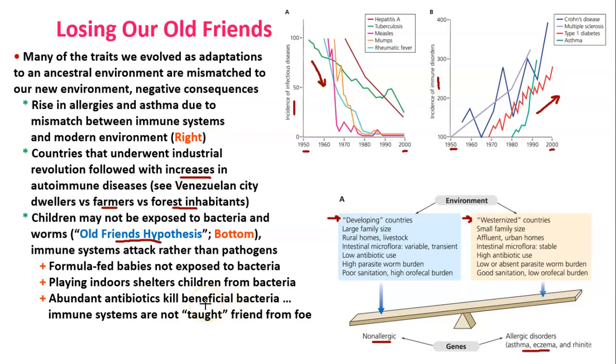So by killing those beneficial bacteria, our immune systems are not taught friend from foe, sort of confused. Our immune systems don't know what they should be targeting. They end up turning around and targeting our own cells and our own bodies. So by losing our old friends, by becoming out of touch with our natural environment, with disease, with bacteria and parasitic worms and so on, we're actually leaving ourselves more vulnerable to developing autoimmune diseases.